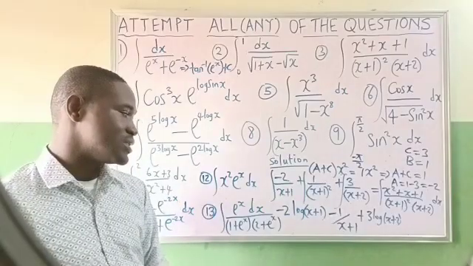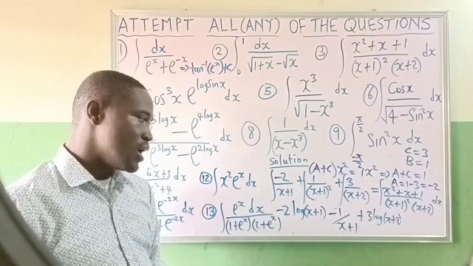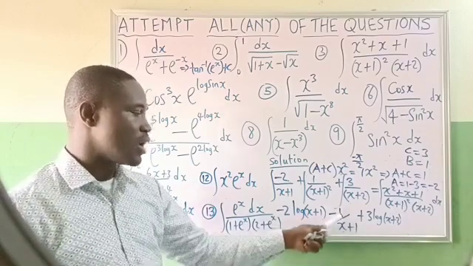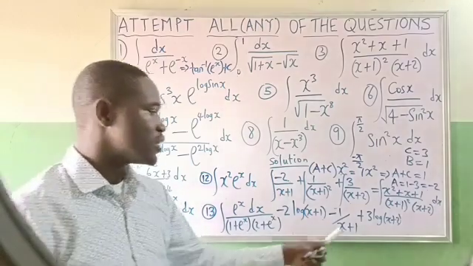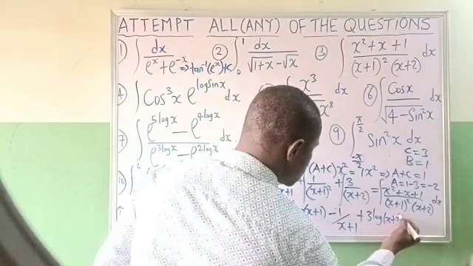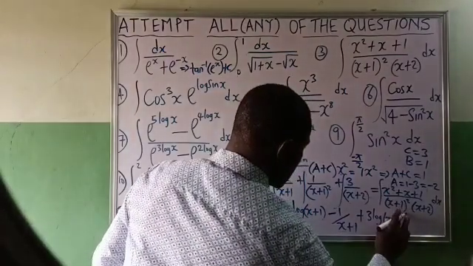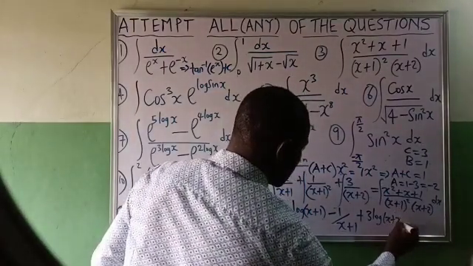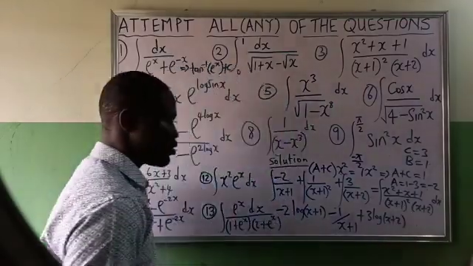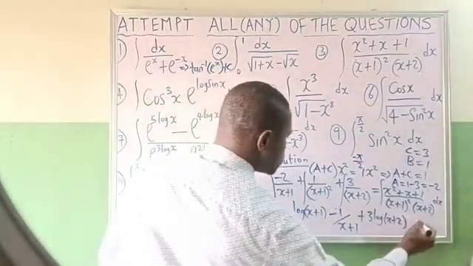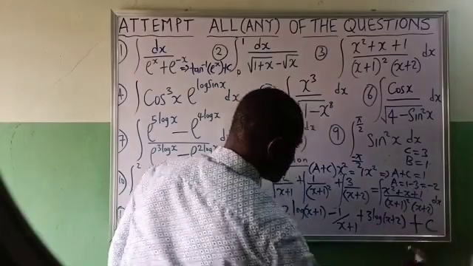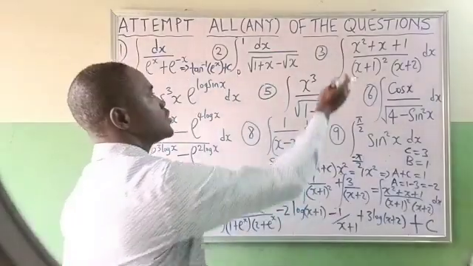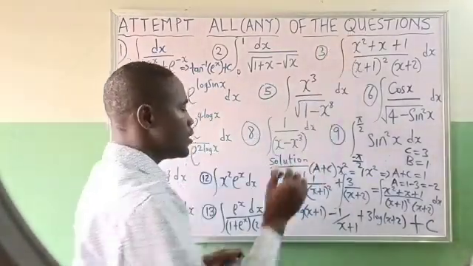So the answer is minus 2 log x plus 1, minus 1 over x plus 1, plus 3 log x plus 2. Then if you leave your answer this way, I will tell you you are wrong. Why? Because you didn't put plus c. Plus c is needed because it doesn't have upper and lower limits.